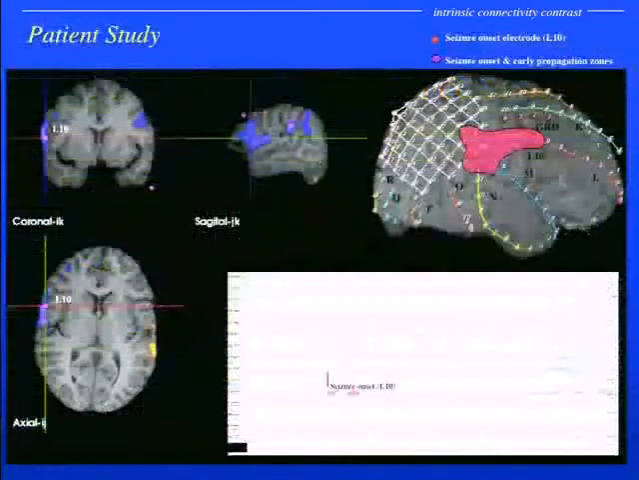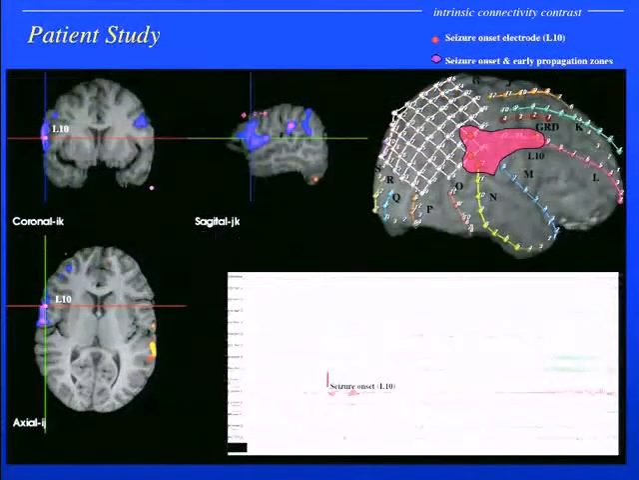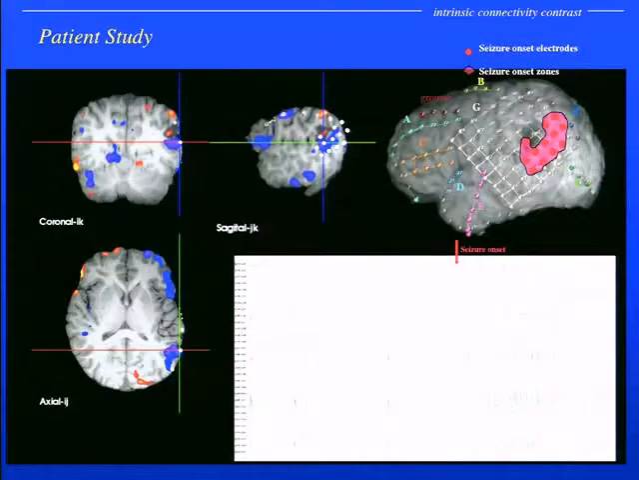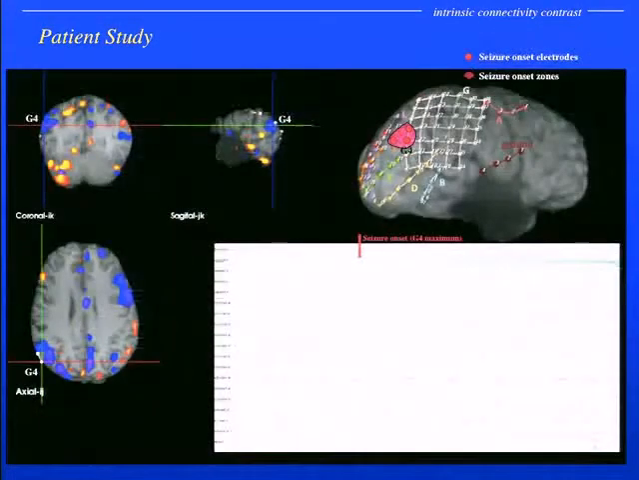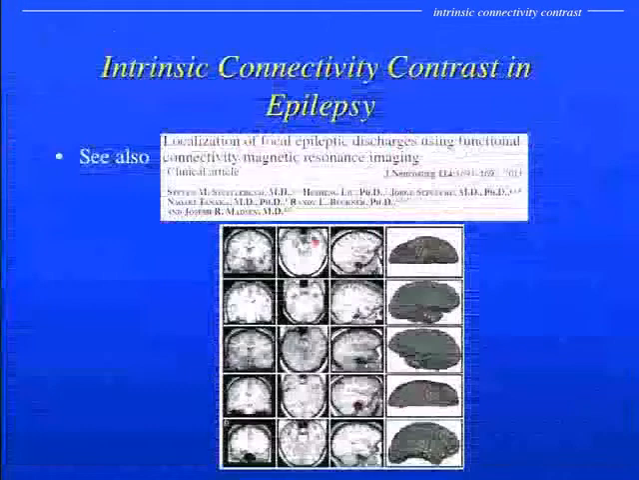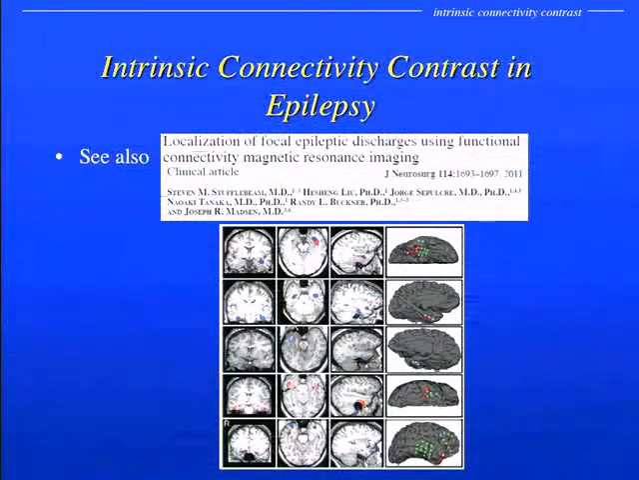These are some other examples where we have the grid and the EEG from the electrocorticography showing seizure onset in L10, and we get a big change in signal there. Again, in some other examples, sorry, that's a little overexposed there. But three different examples where we see great results.